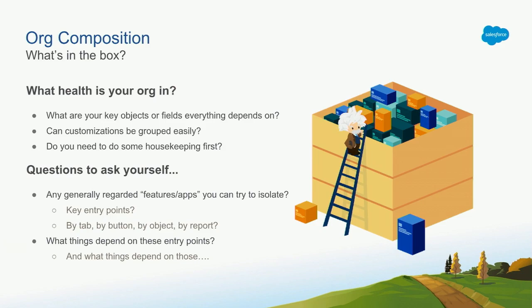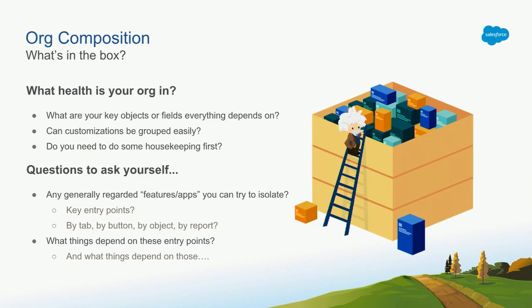Okay, so let's talk about org composition a little bit. Essentially, your org is a living organism of configuration and data, and the configuration represents its health. An org that's got lots of configurations made over the years, that hasn't been documented well or followed any naming conventions, can get very cumbersome to navigate and understand.